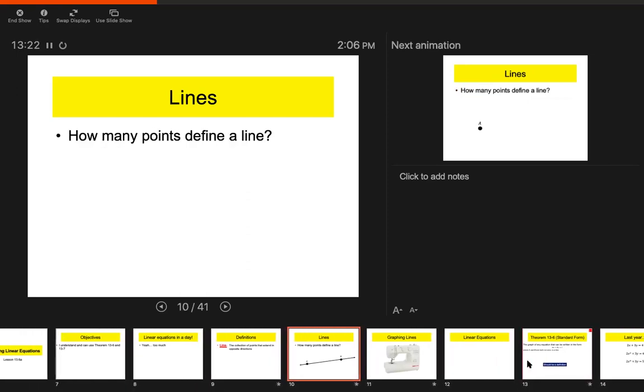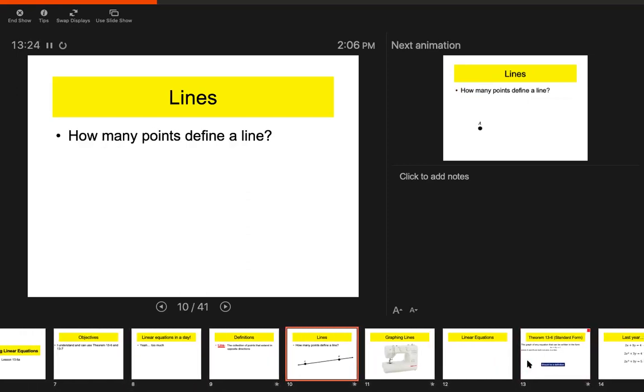And then further in chapter 1, way back, 7 months ago, we said how many points to define a line? Which some of you missed on that chapter 1 test, believe it or not, way back when. How many points to define a line? 2. 2 points. Okay, cool. 2 points to define a line.